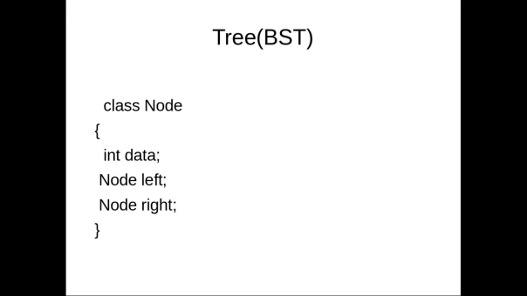So how do you define a node in a tree? I have defined a class Node, and it will contain some data. Let the data be integer type. It has two further addresses, one is left and the other is right. So what will be the type of left and right? That will be the Node type.